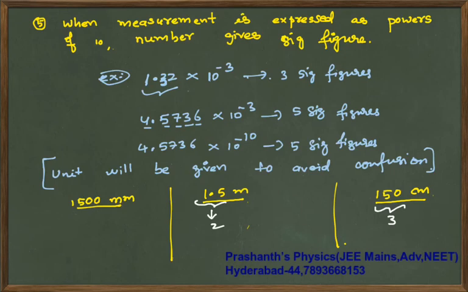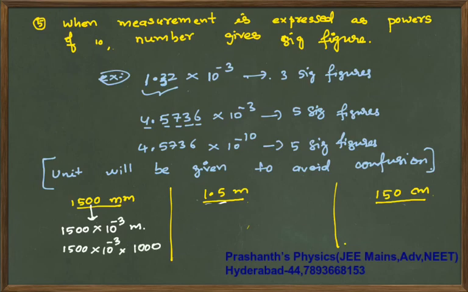Now if I bring this to some common unit, what will happen? I will try to express in terms of kilometers. So if I write in terms of kilometer, this is 1500 into millimeter, means 10 power minus 3 meters, which is also equal to 1500 into 10 power minus 3 into 1000 by 1000 meters. 1000 meters is equal to a kilometer.